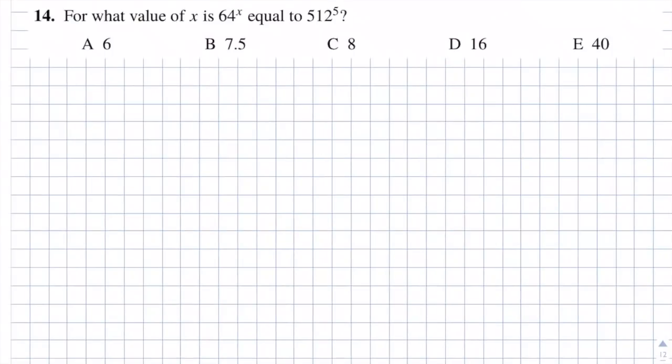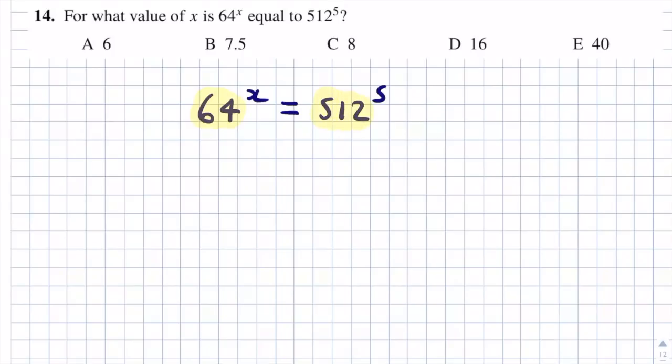Question 14. For what value of x is 64 to the power of x equal to 512 to the power of 5? We've got answers as A is 6, B is 7.5, C is 8, D is 16, and E is 40. So we've basically got the equation 64 to the power of x is equal to 512 to the power of 5. So the way I thought about this is I looked at the bases. So we've got 64 and 512.